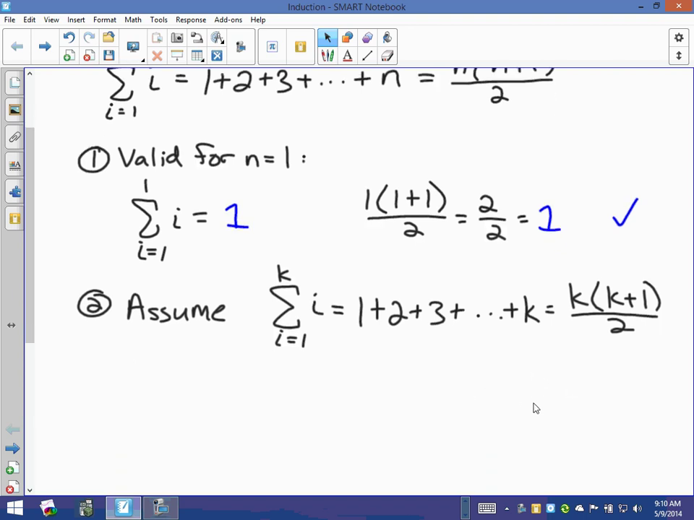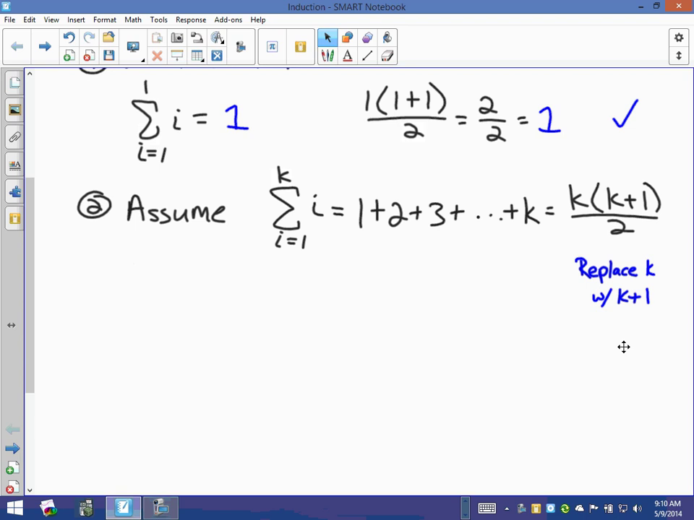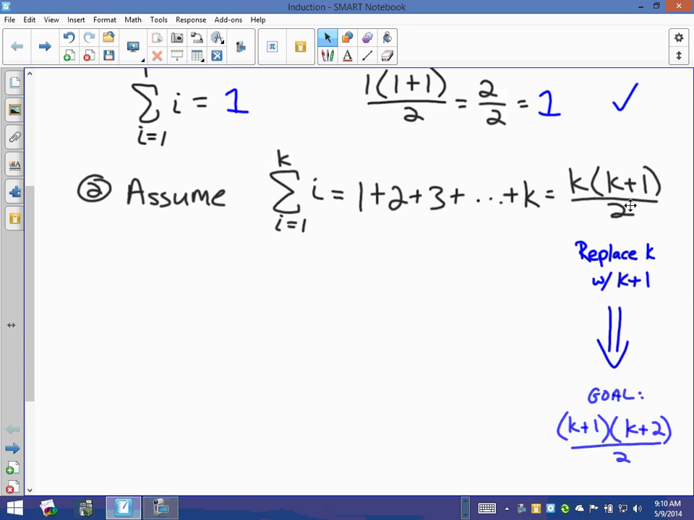On the right side, that's very simple to do. Again, we're going to replace k with k plus 1, and we're going to show that replacing k with k plus 1 here gives us k plus 1, and replacing it in this parenthesis gives us k plus 1 plus 1, which gives us k plus 2. So replacing k with k plus 1 yields our goal, which is k plus 1 times k plus 2 all over 2. We want to keep this idea in mind for the left side when we're doing the algebra.